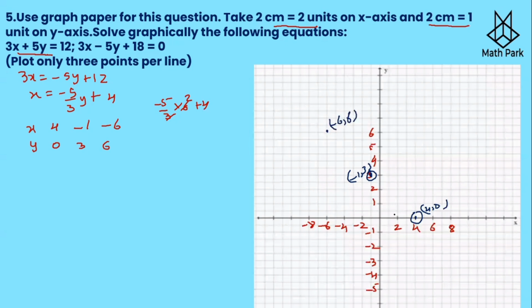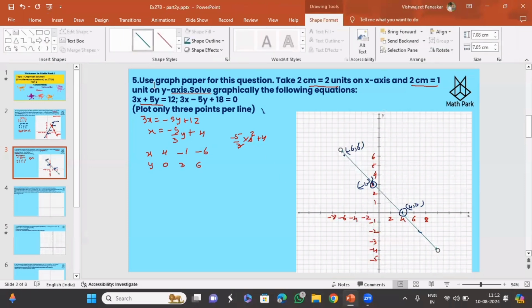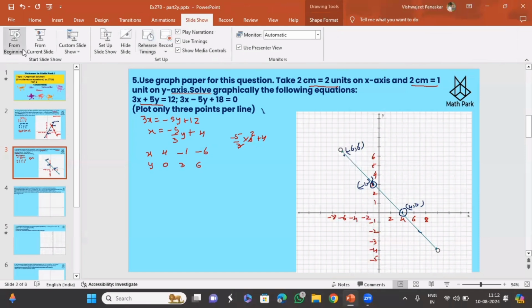Immediately draw the line for these 3 points. The minimum 3 points are to be plotted. You draw the line joining these 3 points. So our line is ready. Now we start moving to the making of the next points.